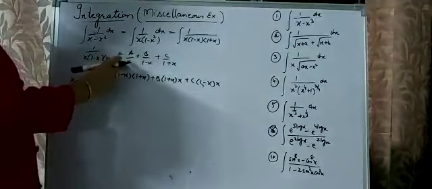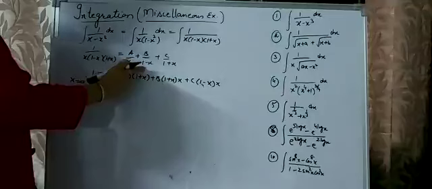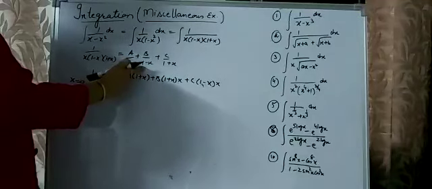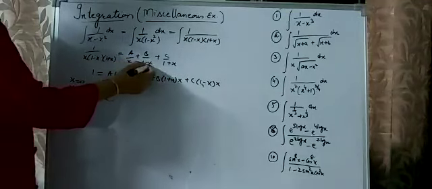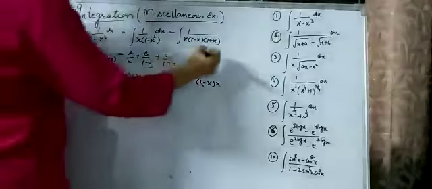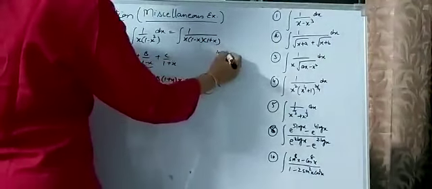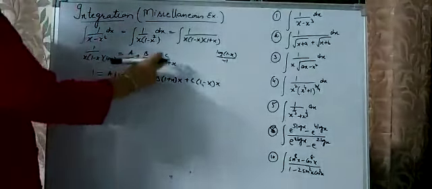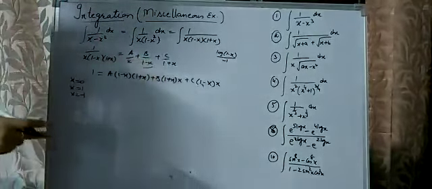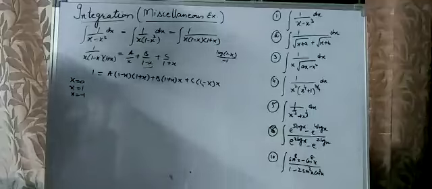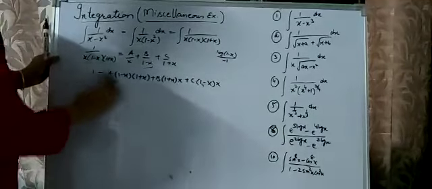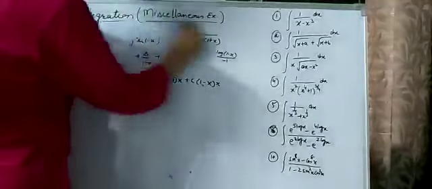What is the integration of this? Log x. What is the integration of this? Log 1 minus x upon minus 1. Why minus 1? Because we have the integration of log 1 minus x and the inner function derivative, that is divided by minus 1, and this integration is log 1 plus x. So in this way you can do the integration of this by partial fraction.